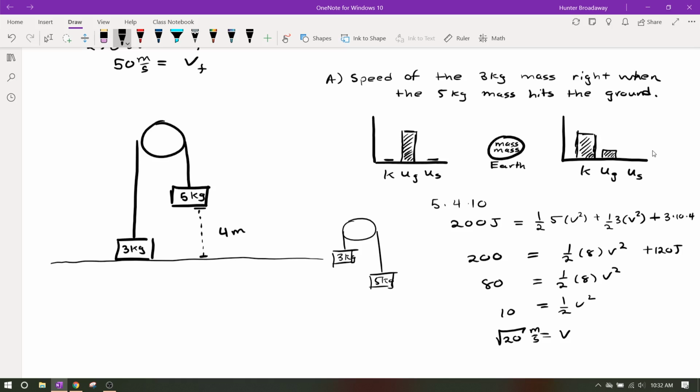So that's how we would actually figure it out using energy and not using the kinematic equations and Newton's second law. And I think we're going to have to stop it there because we're almost out of time.